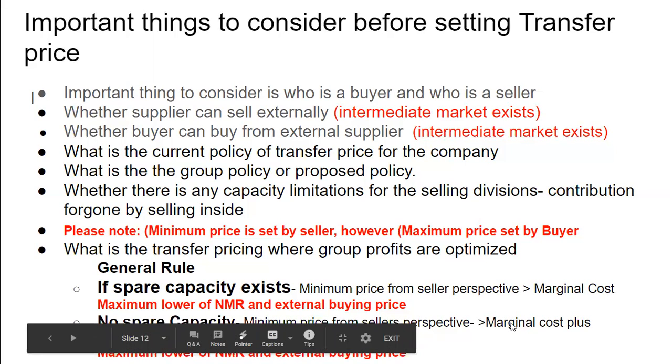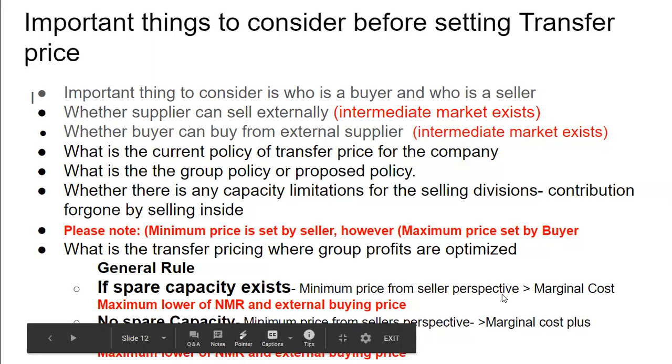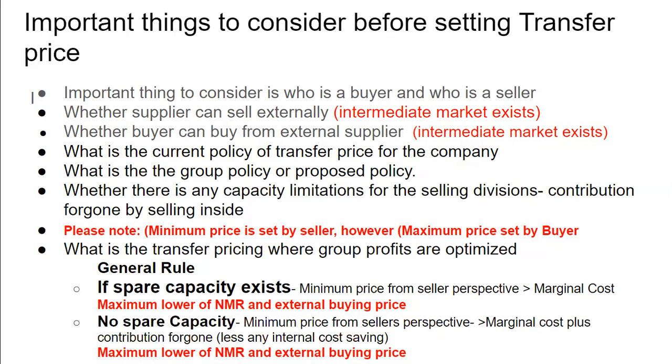Yeah, here in my scenario, the marginal cost was 20 and the lost contribution was 30. So the minimum I set at 30. Maybe 5 was the internal cost saving. So maybe the minimum I would set now as 25 in the case where there is no spare capacity. So in that case, the minimum would be marginal cost plus lost contribution less any of the internal cost saving, and the maximum price would be the same. The maximum is set by the buyer, and it would be the lower of net marginal revenue and external buying price.